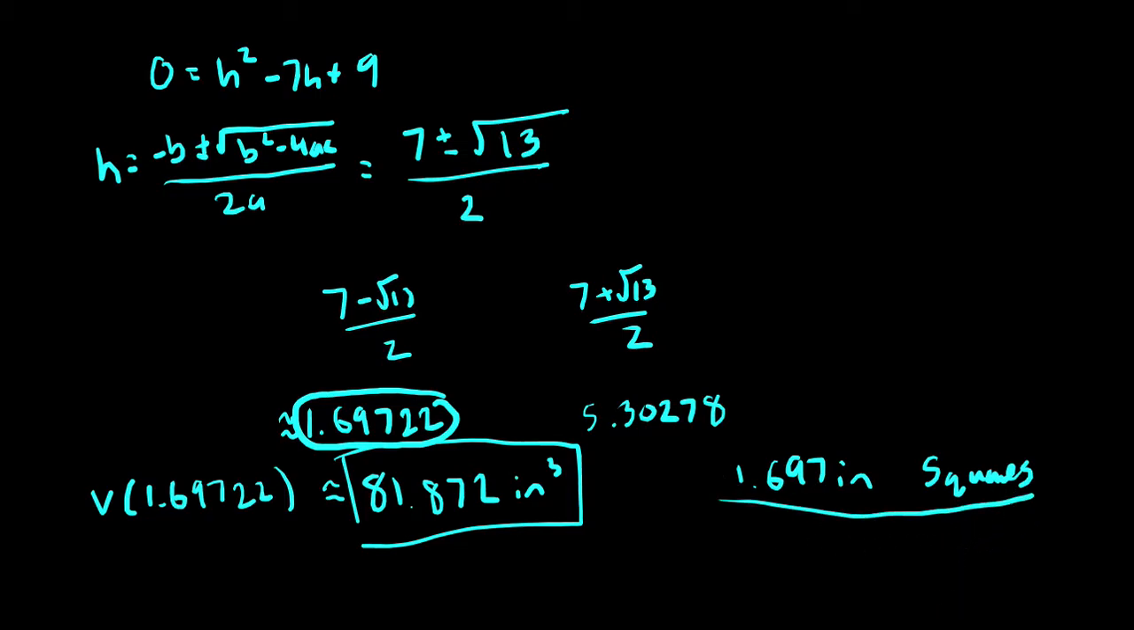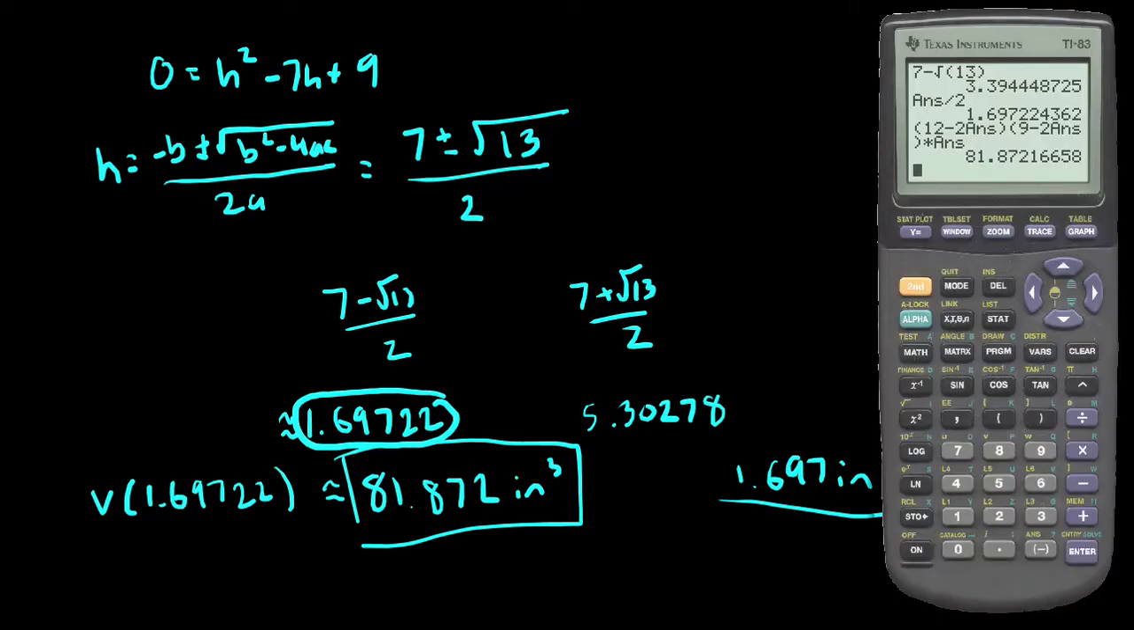Okay, before I move on, or before I finish this off, let's look at the graph briefly. So in here, if I were to graph it, I'm going to put in the original volume function when I got rid of all the other variables. Because if I somehow messed up in reducing it, this will show me. So 12 minus 2x times 9 minus 2x times x. I'll press graph. It's not going to be very useful yet.